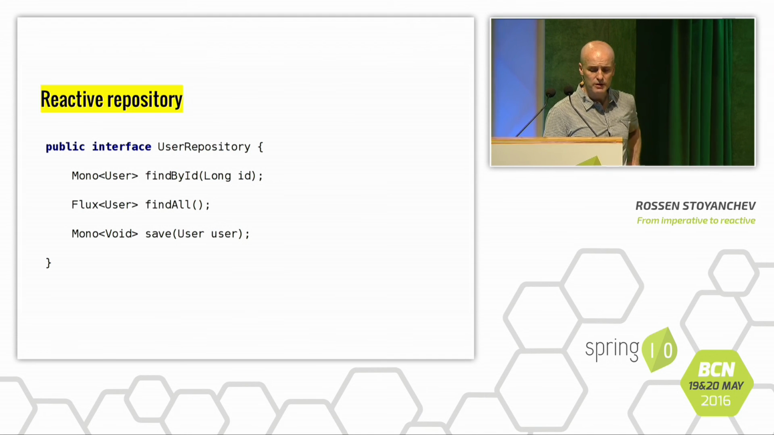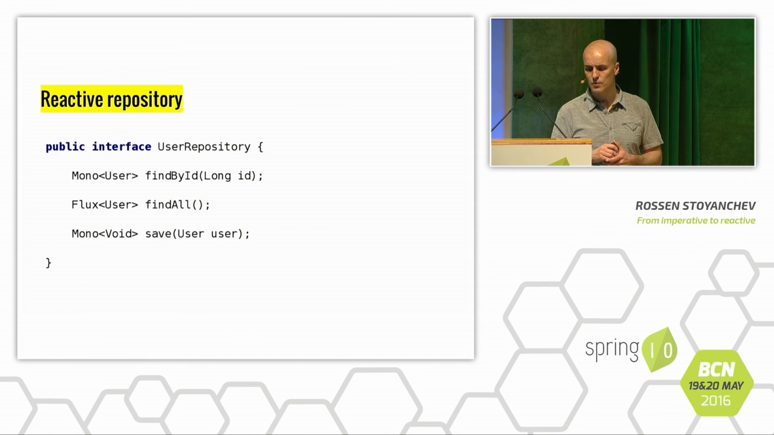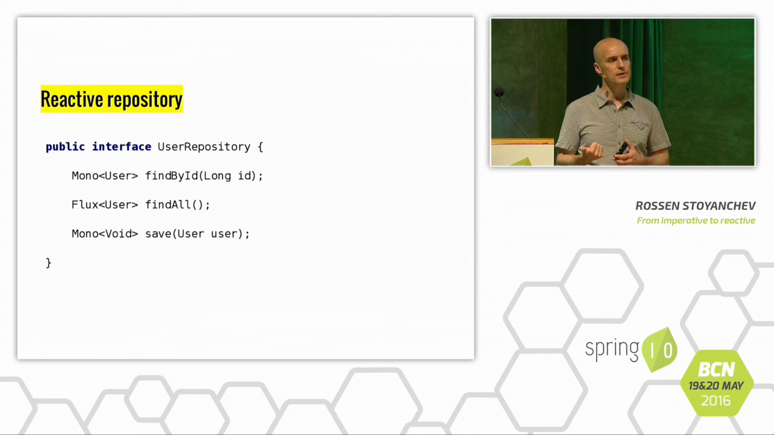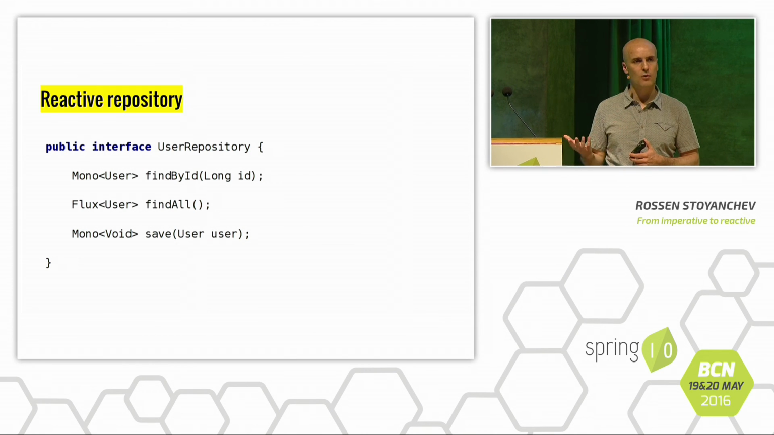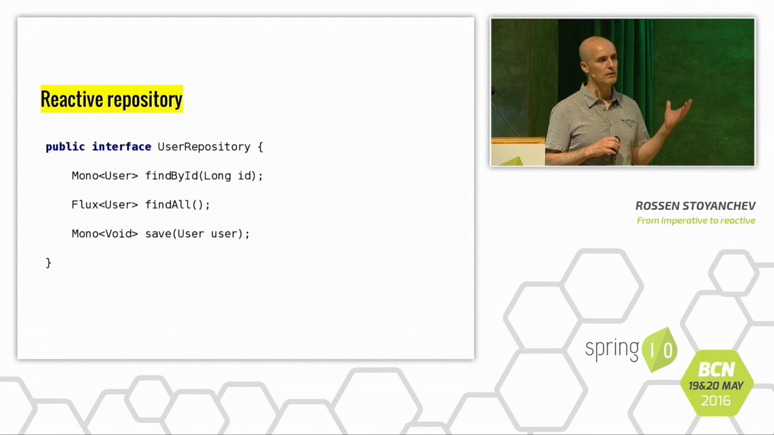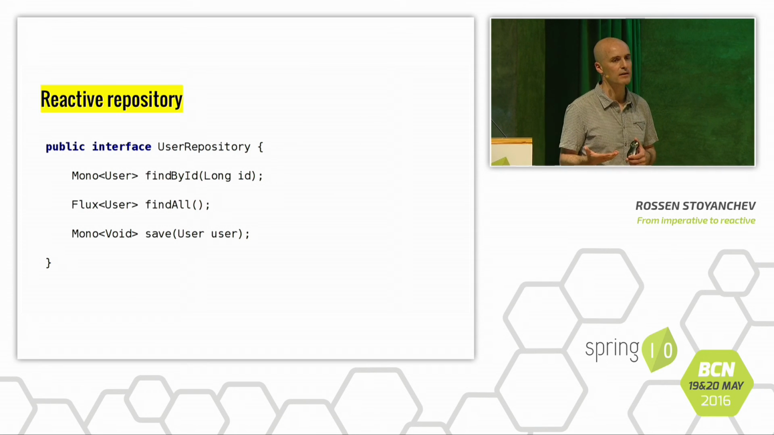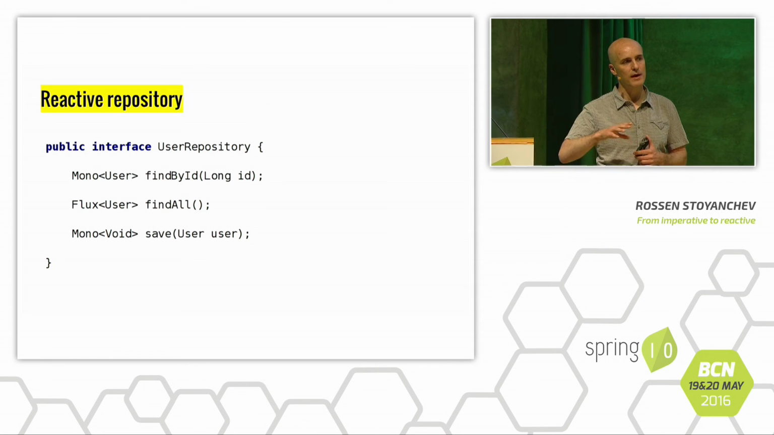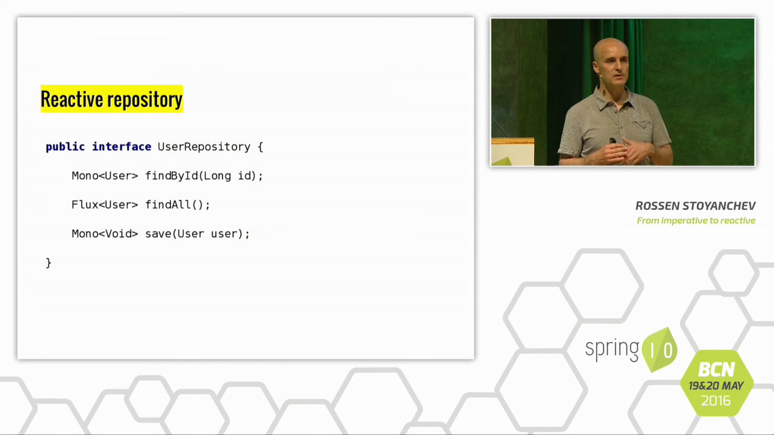Now, this is what the repository would look like if we redesigned it using reactor types, like Mono and Flux. If we find a user, we get back a Mono of a user. If we do find all, we get a Flux of users. And then for save, you get something like this, Mono Void, which basically just tells you when the operation is complete. Because remember, this is not blocking now. Simply returning from that method no longer tells you that the operation is done. It just means that you invoked it.